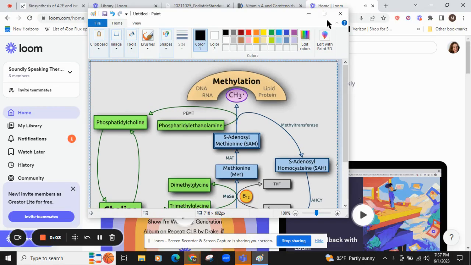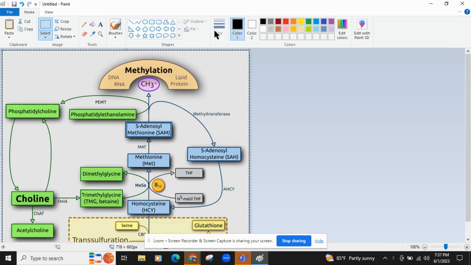Well, I'm trying something different. I'm going to try to write on this picture at the same time that I explain how someone can become chronically constipated from poor vitamin A metabolism. So this is going to be fun.